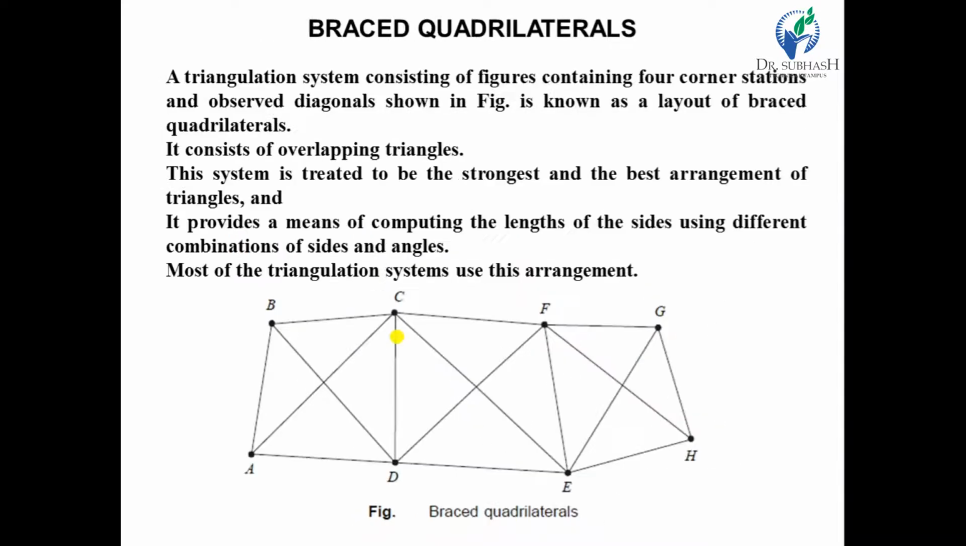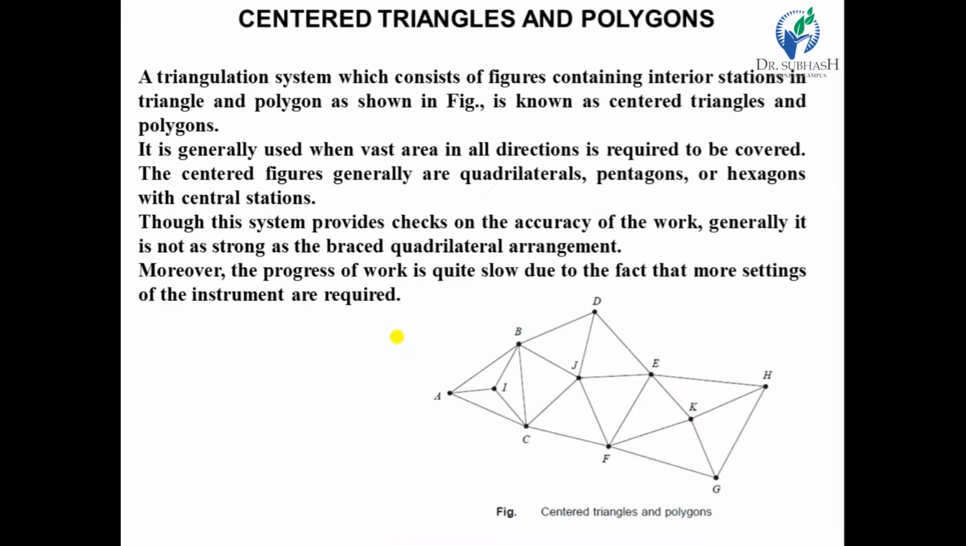Also useful is the braced quadrilateral triangulation system. This system contains four corner stations and observed diagonals, as shown in the figure. It consists of overlapping triangles. This system is treated as the strongest and best arrangement of triangles, and it provides a means of computing the length of the sides using different combinations of sides and angles. Most triangulation systems use these arrangements.